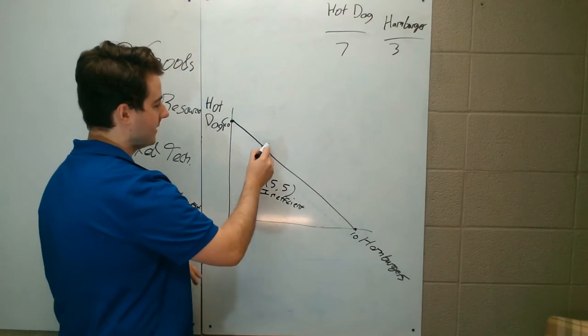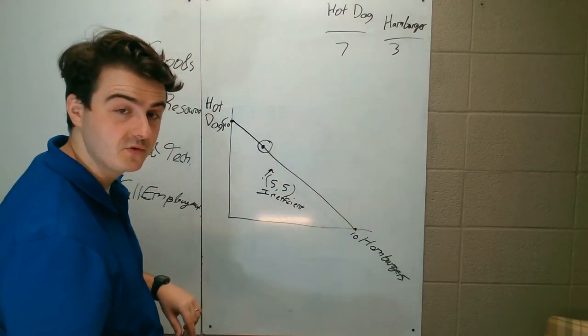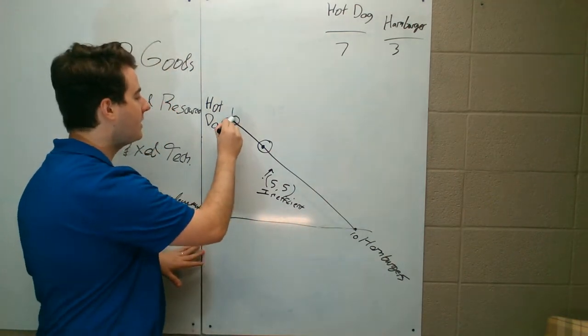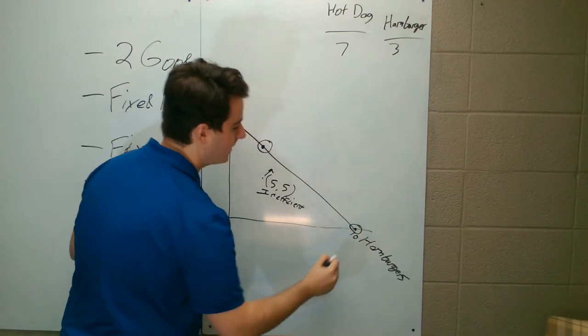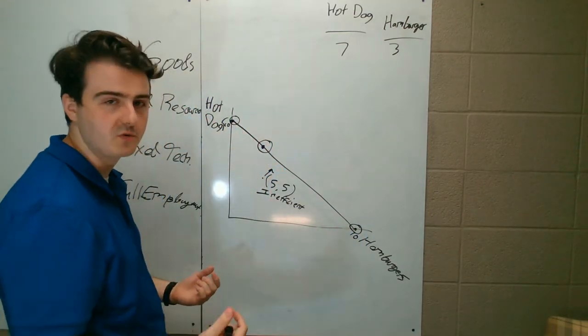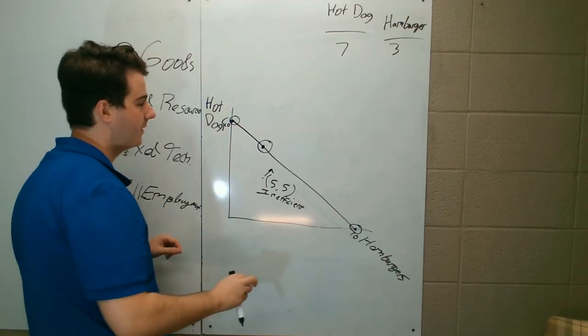What about this point right here? We're using all our resources, so it's efficient, right? But the same is true here and here. Because it's along this curve, it represents us using all of our resources, right? Okay, so these are efficient points.